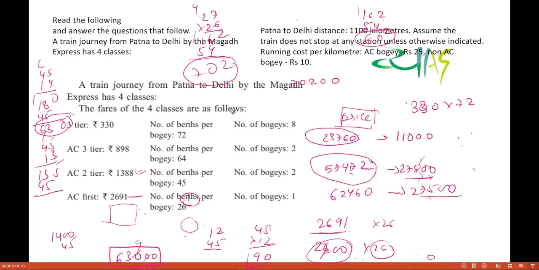So how much are you getting? 9 into 26. 9 6s are 54, 9 2s are 18, 18 plus 5 is 23, so 234. Just subtract 234 from here, so you will get the exact value. So you will get 6 here, 6 here again, and this will be 1. You will get 9 here. So 69966 you are getting.